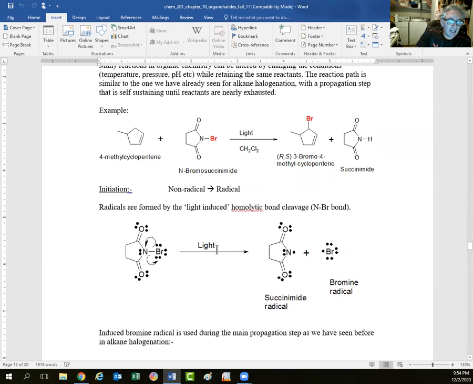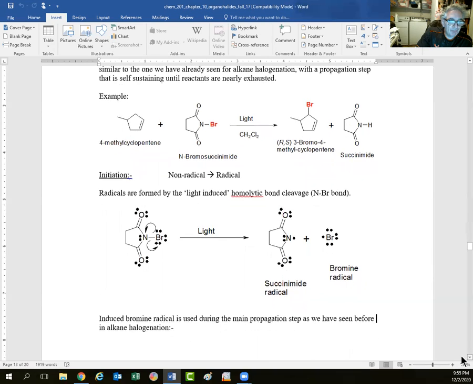So if we look at an example, 4-methylcyclopentene reacting with the N-bromosuccinimide, NBS, light or heat energy will cause that nitrogen to bromine bond to break, produce some bromine radical, and instead of reaction by addition across the double bond, it's the adjacent allylic carbon which sees a substitution reaction instead of the addition reaction. Let's look at the mechanism for it.